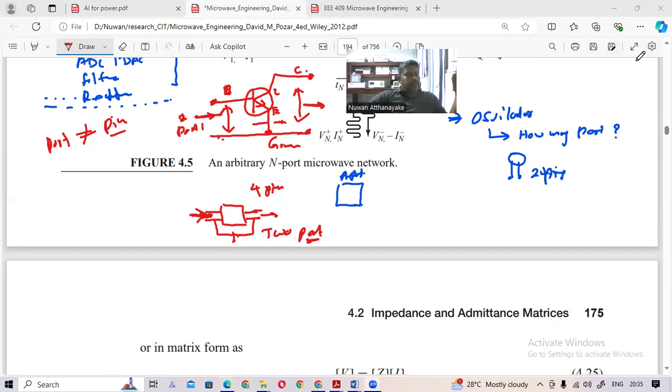Animal, can you see me? Can you see me? This is the amplifier. Can you see me?